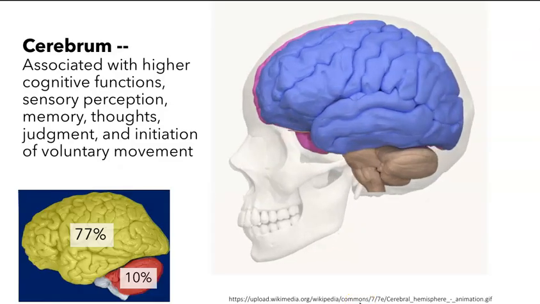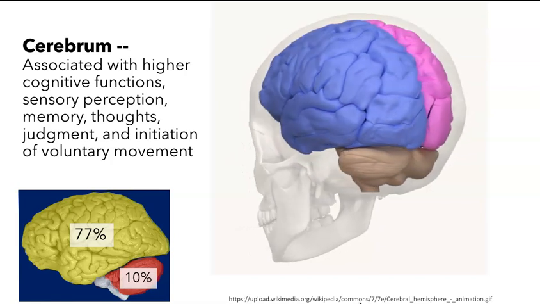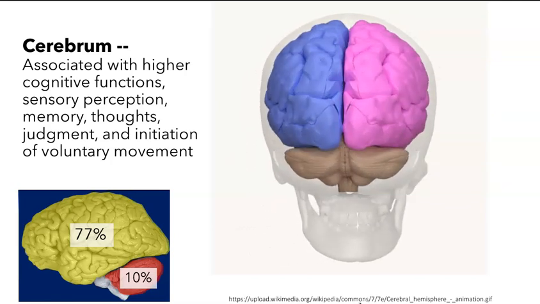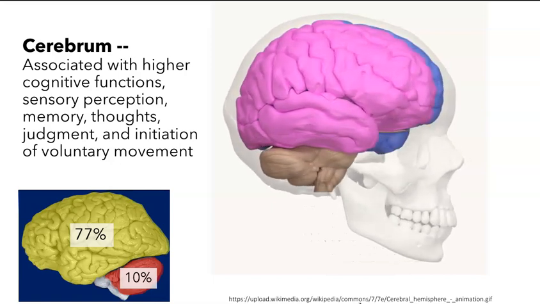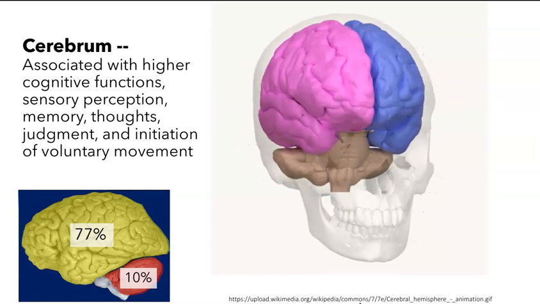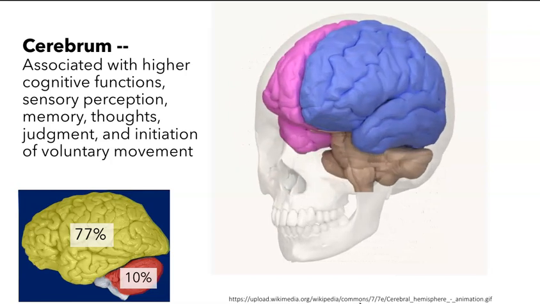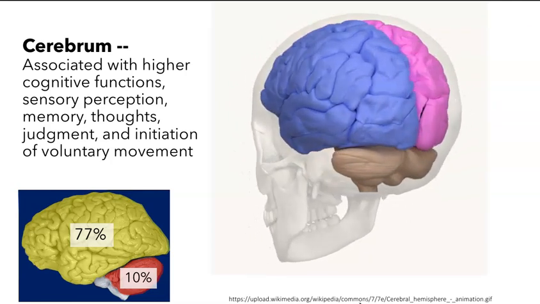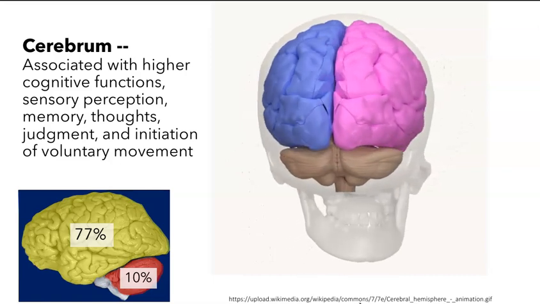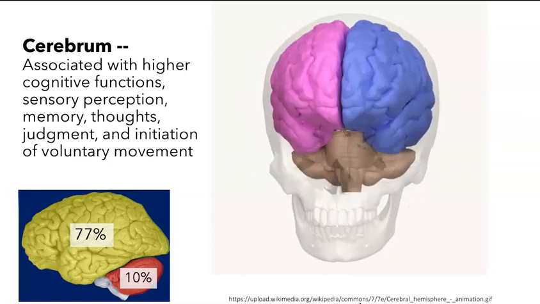What Flourens would conclude would be that the cerebrum, this large part of the brain, is associated with higher cognitive functions, sensory perception, memory, thoughts, judgment, and initiation of voluntary movement. And while all parts of the brain are important, as we continue in neuroscience, we'll see a lot of emphasis on the cerebrum because these qualities are central to knowing and to being human.